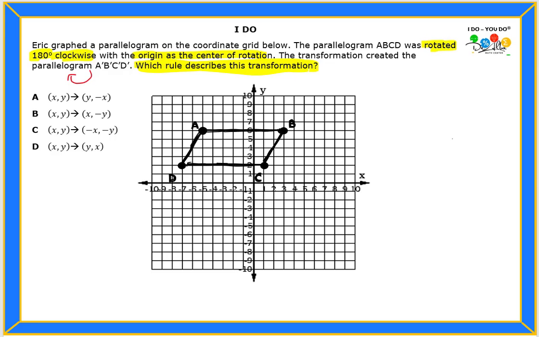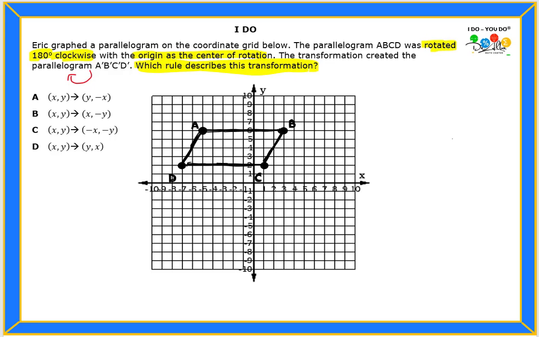Now, what does it mean by 180 degrees? Well, if you think about the coordinate grid, each quadrant is kind of like 90 degrees, right? Because remember, the whole circle is 360. So every time I move one rotation, it's going to be counting by 90, 90, 90. But I think the best way to explain is by actually showing it to you.